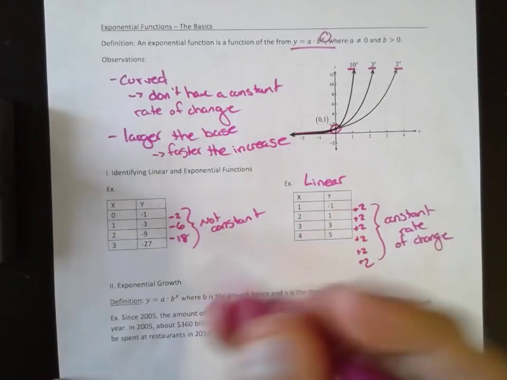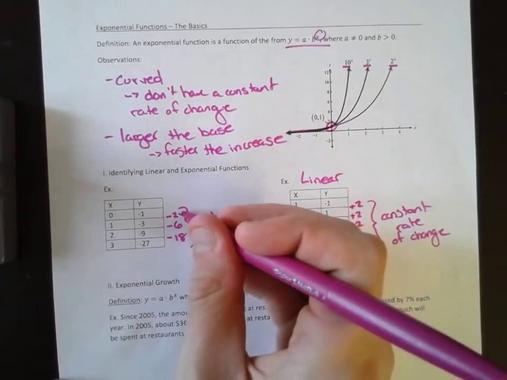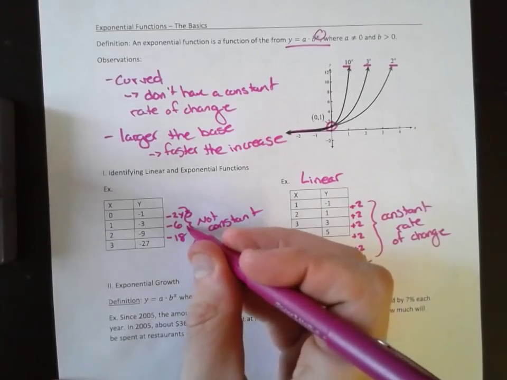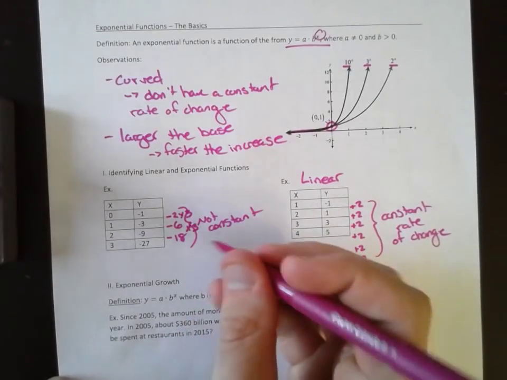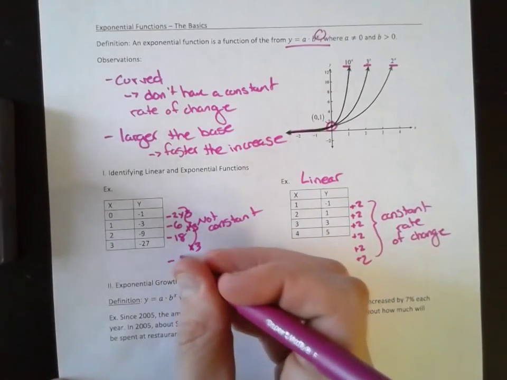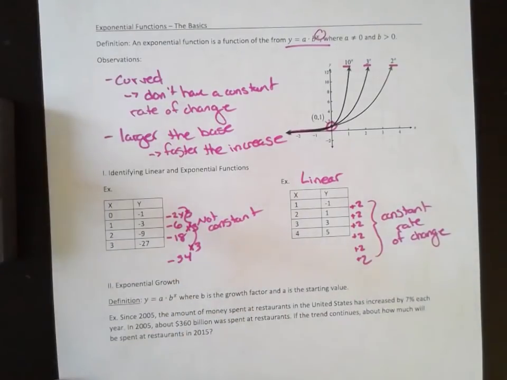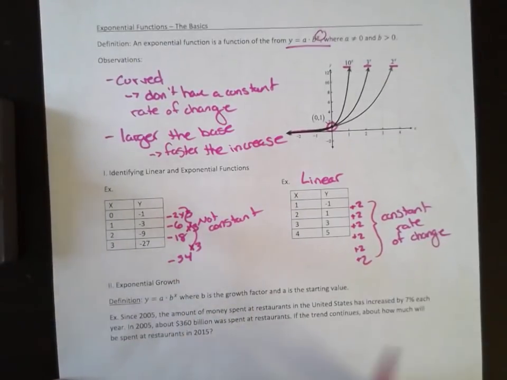you may see that negative 2 times 3 is negative 6. Negative 6 times 3 is negative 18. Negative 18 times 3 is going to be negative 54. That is what we're multiplying by. That really is what the base is going to be.